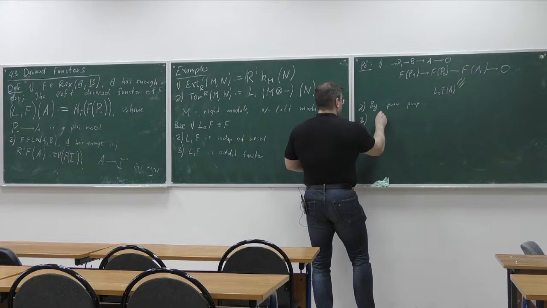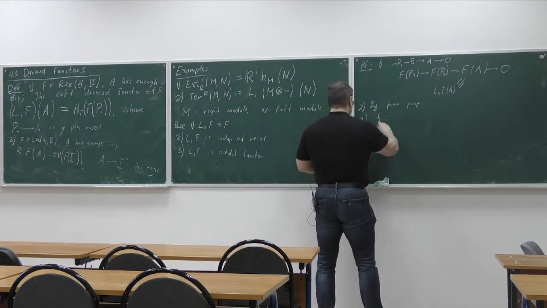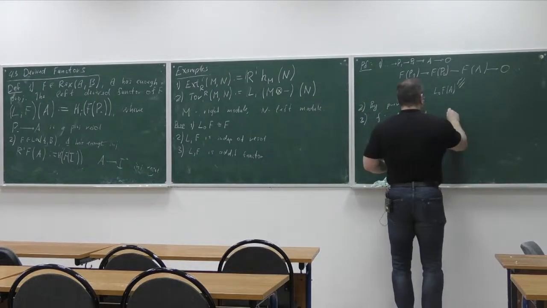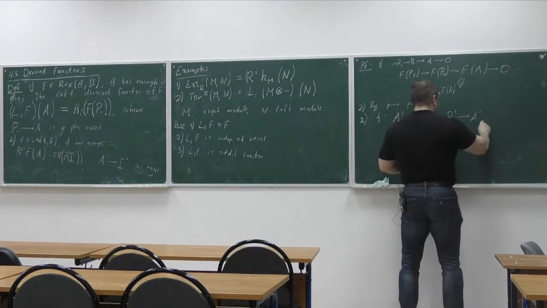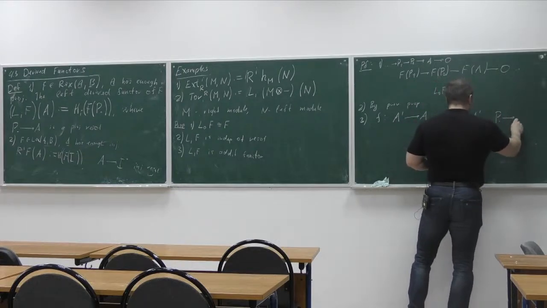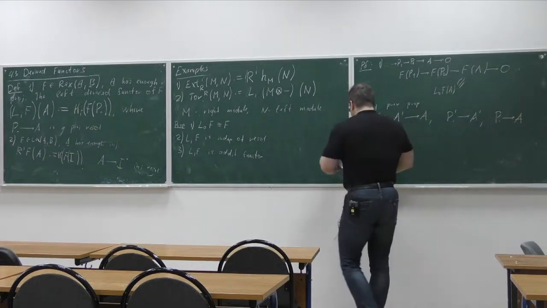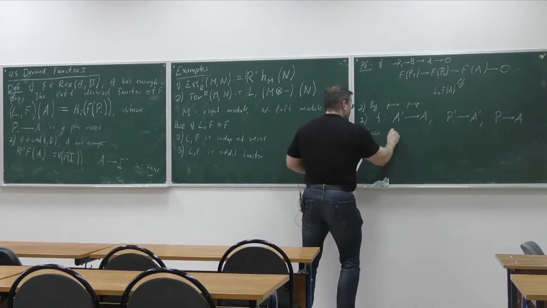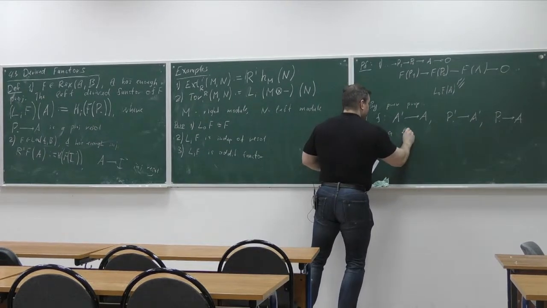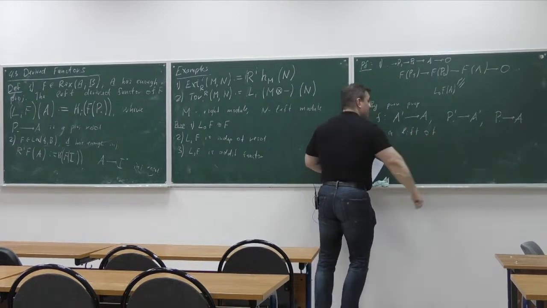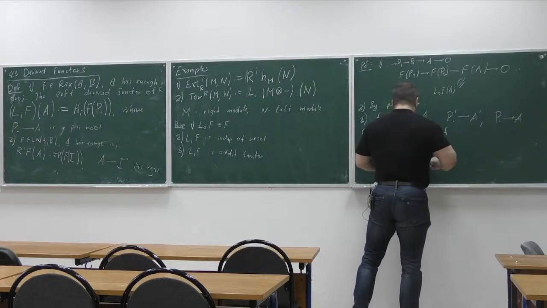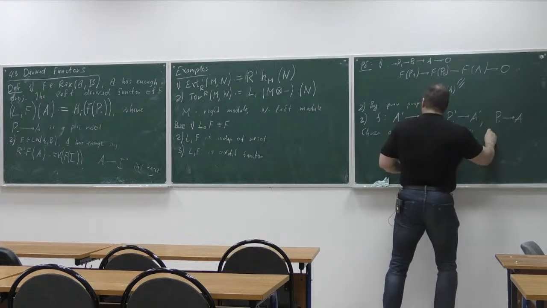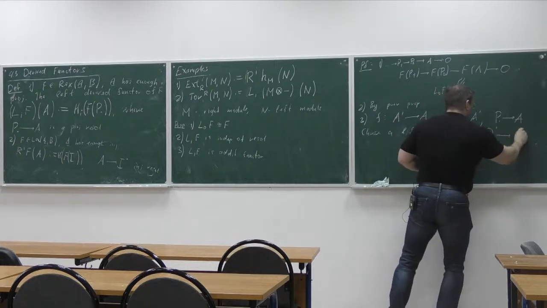Okay, so let's check that this is a functor. So suppose I have a map from the A prime to the A. I have resolutions, P prime, which is a resolution of A prime, and P is the resolution of A. Now we can choose a lift of F. So this will be a map F with a bullet from the resolution P prime to the resolution P.